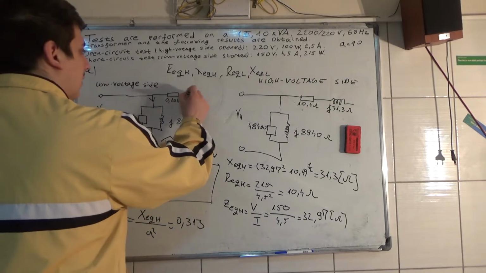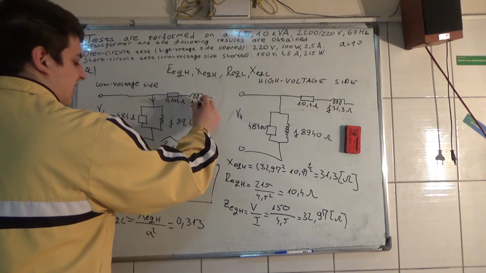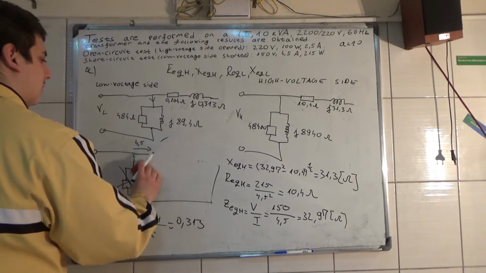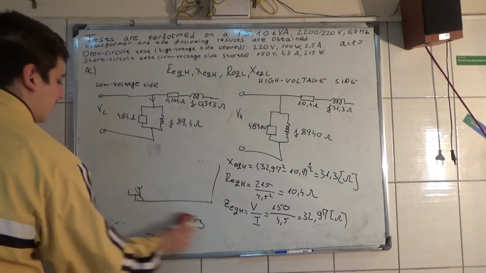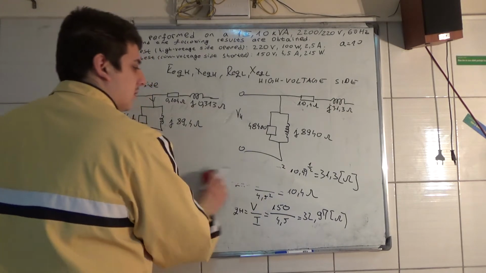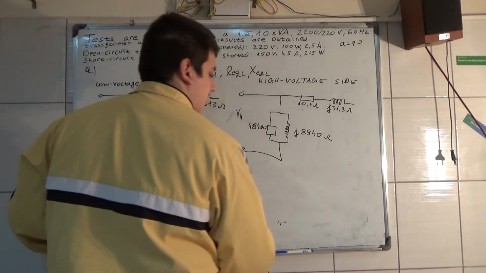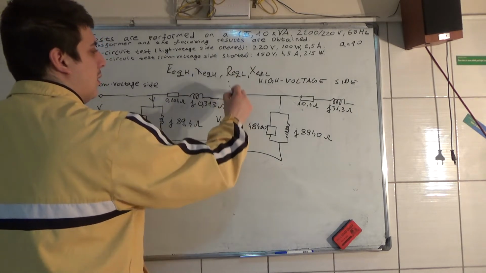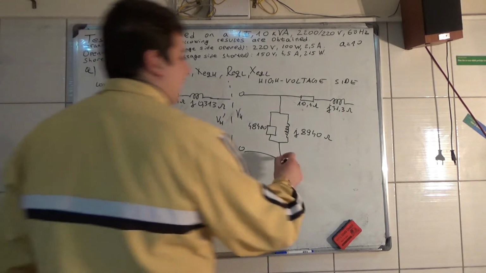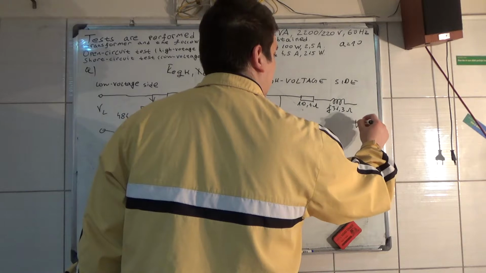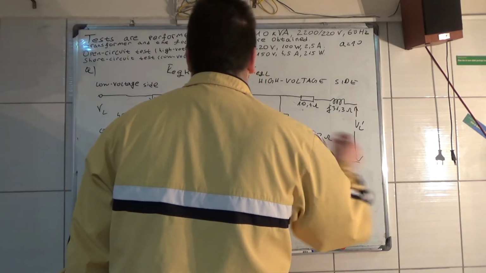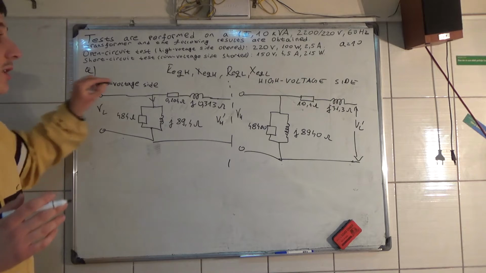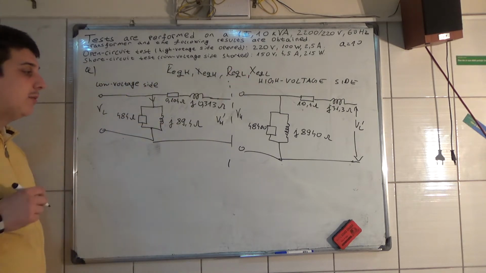0.313, and you put this J 0.313 ohms. And here you had, so this is the low voltage side and this is the high voltage side, so we determined the equivalent parameters for the low voltage side and the high voltage side of the transformer.